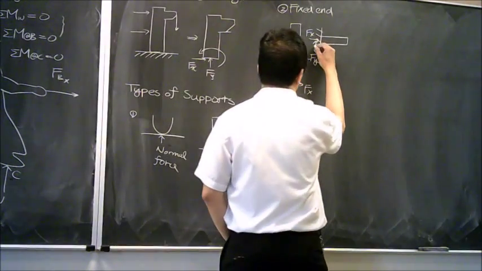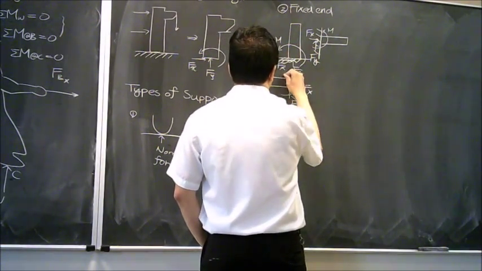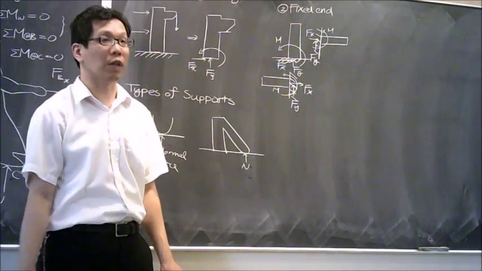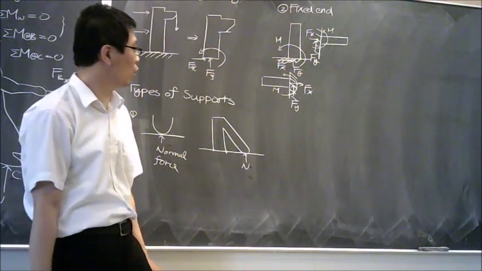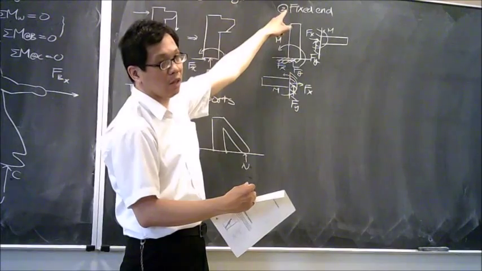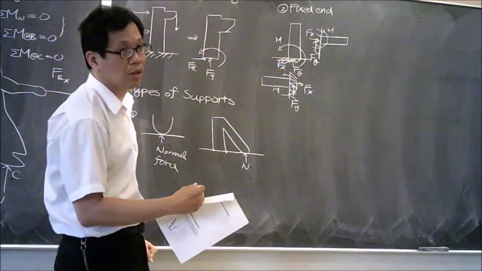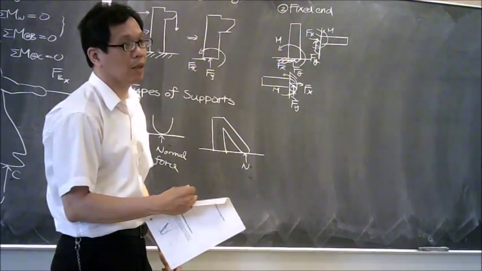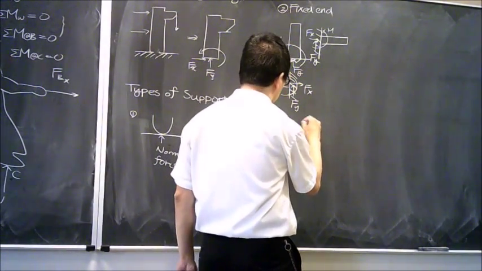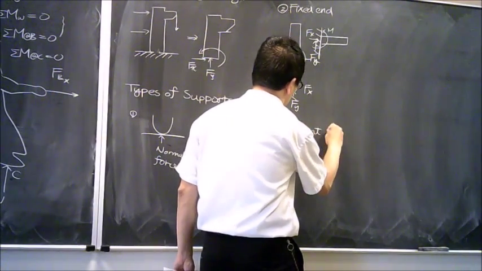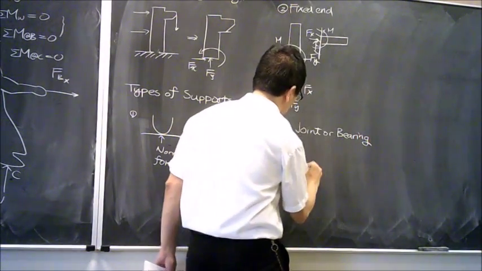So over here, there is one other thing you need to know: moment. Again, I would like to assume it's counterclockwise because numerically it's positive. So when we are dealing with those kinds of things, if it's a fixed end, we would need to attach three things at the end over here: Fx, Fy, and M. The moment, all of them should be positive.